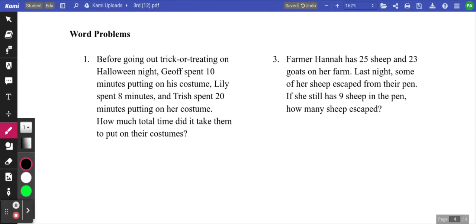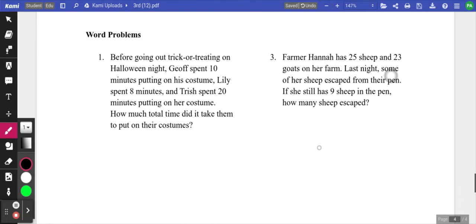Lastly, we have word problems. So, number 1. Before going out trick-or-treating on Halloween night, Jeff spent 10 minutes putting on his costume, Lily spent 8 minutes, and Trish spent 20 minutes putting on her costume. How much total time did it take them to put on their costumes?